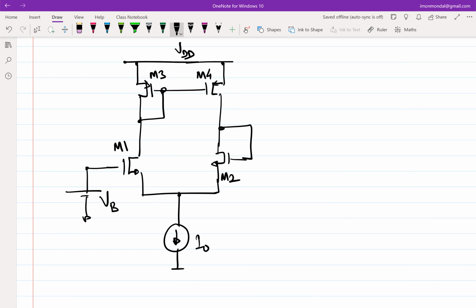Okay. But is it possible that M2 is off? I mean, all the current flows through M1. It's possible, right? In principle. This is what you have. This is all you have. There is no hiding anything. So there are no ifs and buts here, whether this is going to get biased or not.